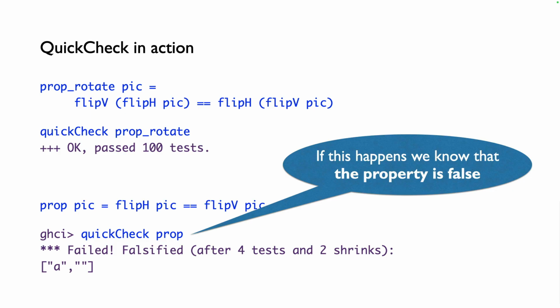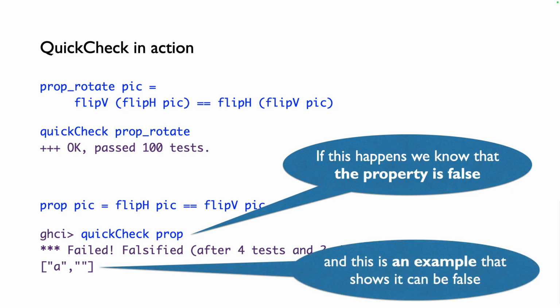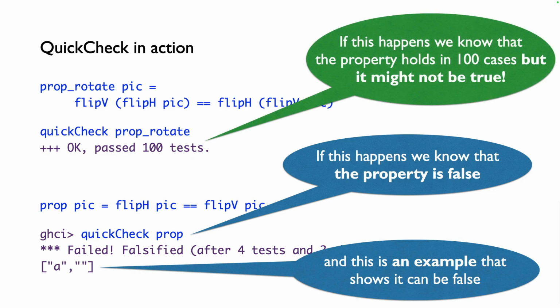But in that situation, when we are told that the property check has failed, we know that the property is false because we're given evidence, we're given an example that shows how it can be false. So we know it's not true. What's the situation if we get an OK? What we get in that situation is we know the property holds in 100 cases, but it still might not be true. So you have to be careful with property-based testing.